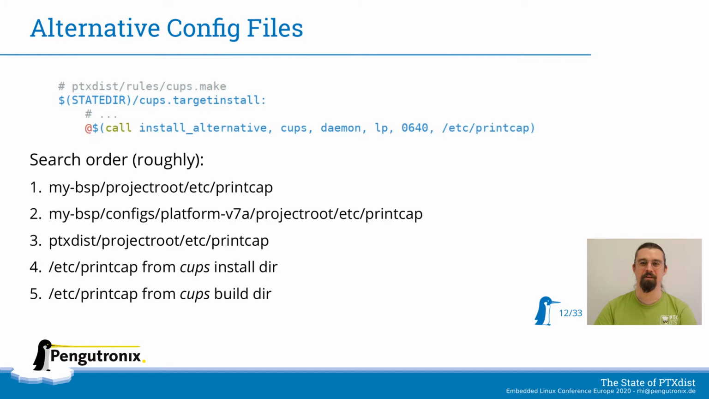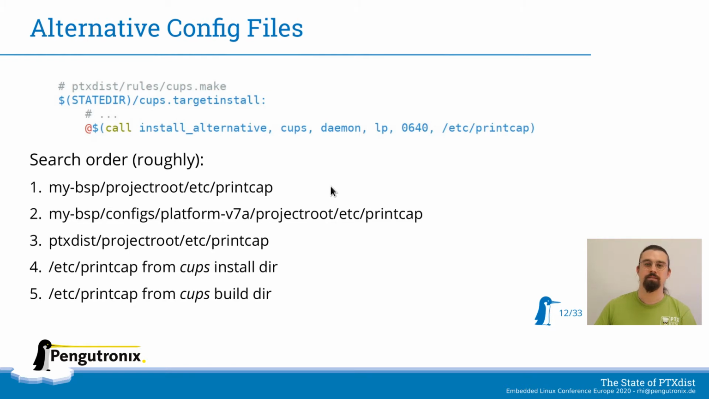All right, let's have a look at alternative config files first. Here we have a snippet from the upstream rule for cups from PTXdist. And in the target install stage, it uses this install alternative macro to search for etc printcap. And if PTXdist sees this macro, it searches in different locations for etc printcap, for example, in my BSP project root, so in my own BSP first, then in the config folder project root, in the platform folder project root, then in PTXdist itself. And if it still isn't found, it will go into the cups install dir and the cups build dir and search for etc printcap. And this way it uses the first etc printcap at the first location it is found. And usually PTXdist includes a default version of these config files, and you can overwrite them in your BSP.